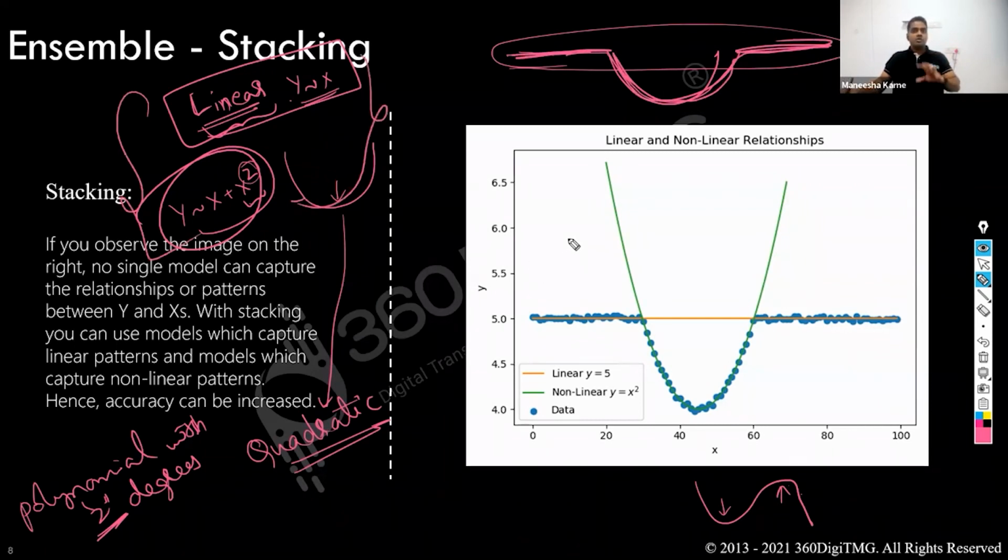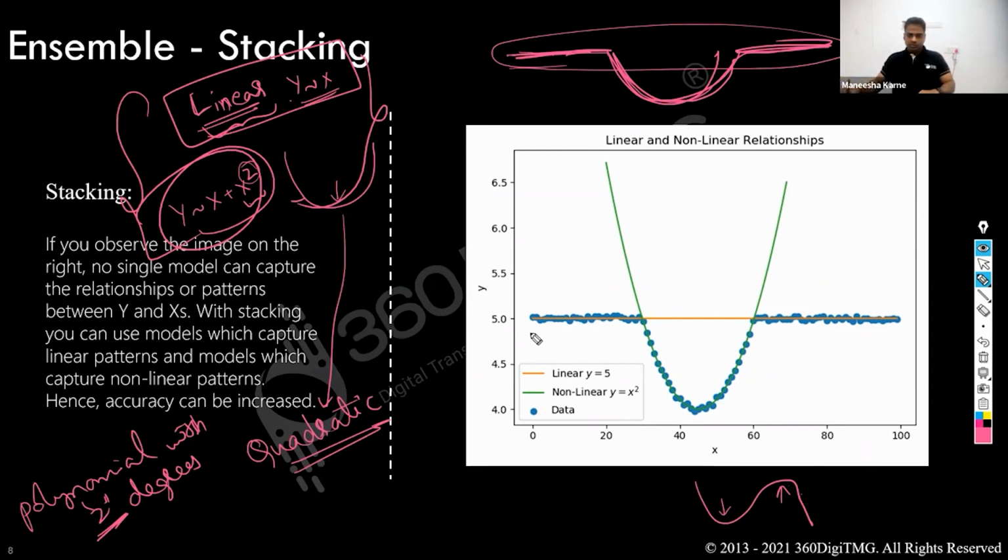In these kinds of scenarios, stacking will be helpful. When your underlying data has both linear patterns and nonlinear patterns, if you want to capture both, then you go with stacking. Because in stacking, we are going to use different algorithms. So one algorithm will capture one pattern, another algorithm will capture another pattern. When you combine those two, both the patterns will get captured.